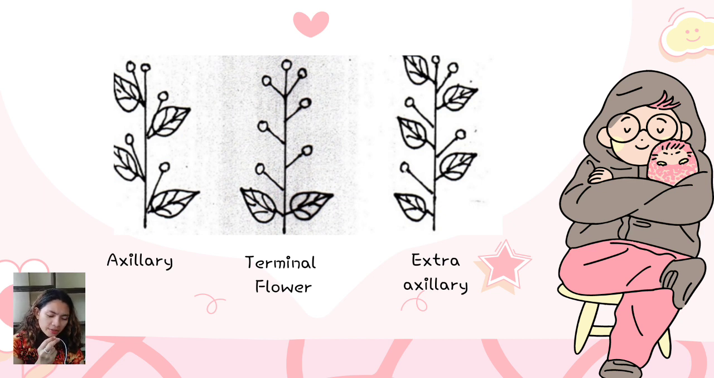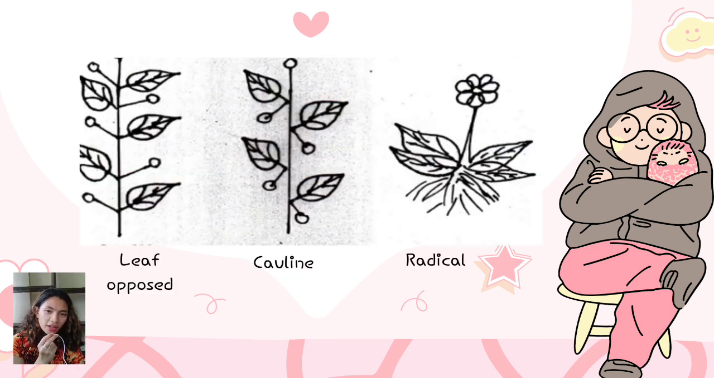Third is the extra-axillary, when borne on the internodes between node or axils. Fourth is the leaf opposed, when borne opposite a leaf. Fifth is the cauline, or those borne below the leaves. Then sixth is the radical, when borne on the root.